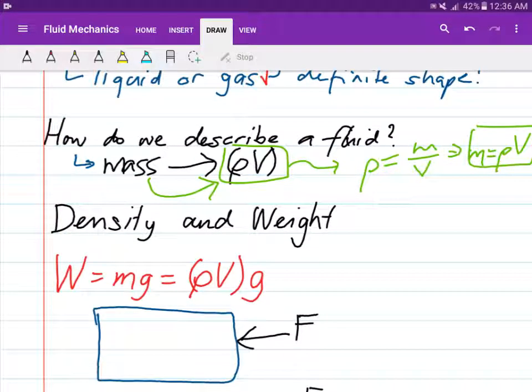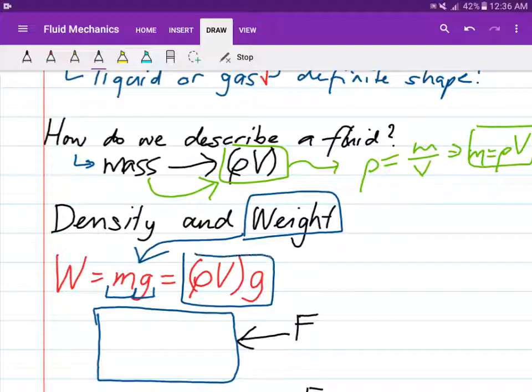Okay, so when we talk about the weight of a fluid, we are also saying that it is equal to its mass times g. But previously we have defined mass to be rho v, so the weight of a fluid is also equal to rho v g, or mass times g. So now that we have defined the fluid in terms of rho v, how about forces acting on a fluid?